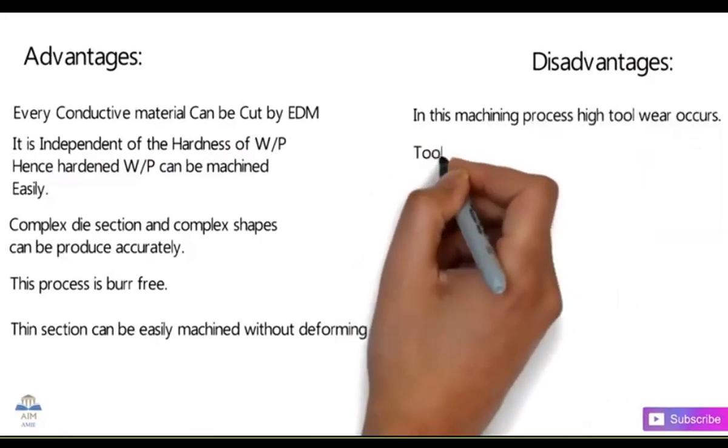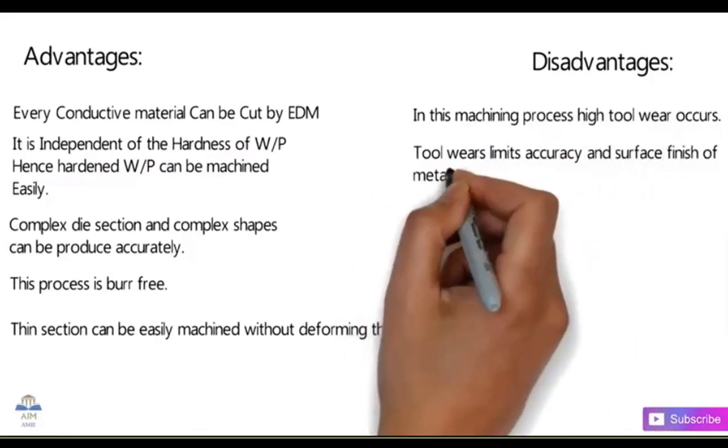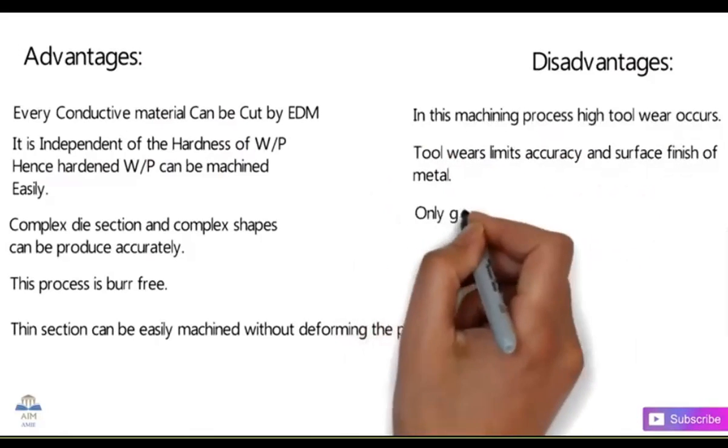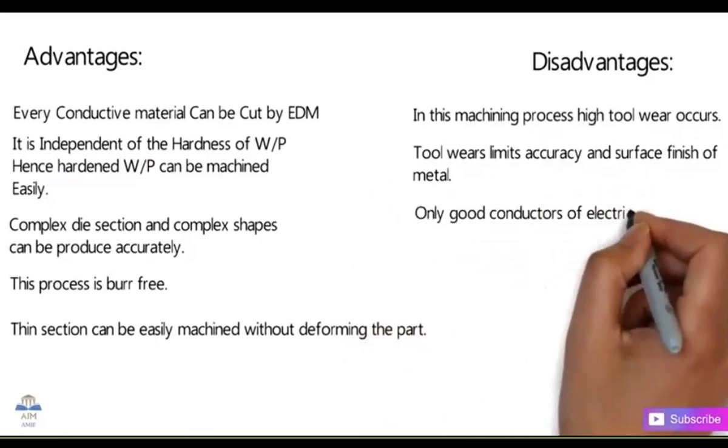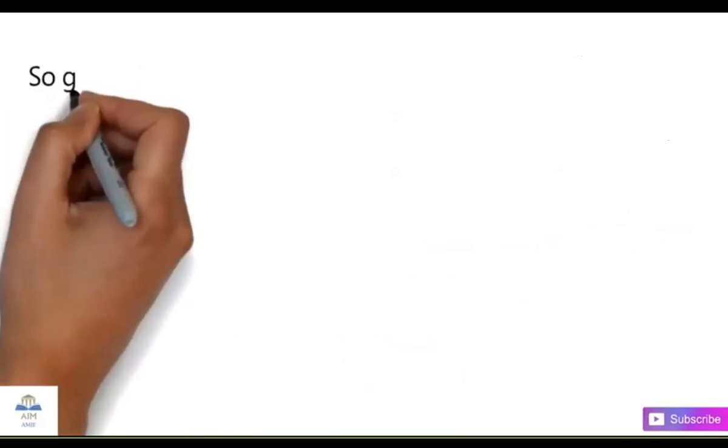In disadvantages, the machining process has high tool wear, of course, due to the spark. The tool wear limits the accuracy and surface finish of the metal, basically. Only a good conductor of electricity can be machined by EDM, basically.